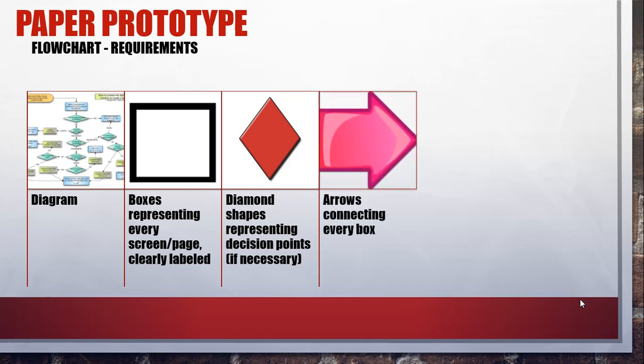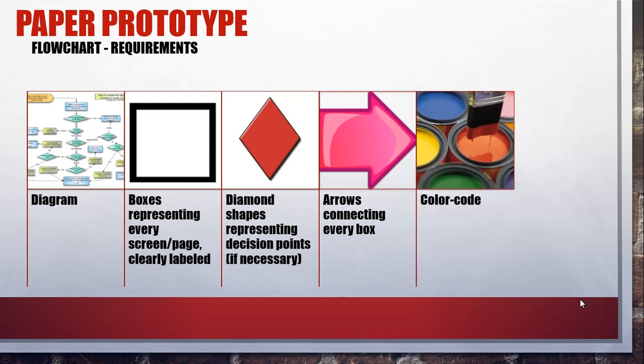It'll also have arrows connecting every box. And when I say every box, it's every box. Every box has to have one arrow coming into it and another arrow coming out of it. The only two exceptions are the very first box where students enter the lesson, which is not going to have any incoming arrow, and your very last box, which is not going to have an outgoing arrow.